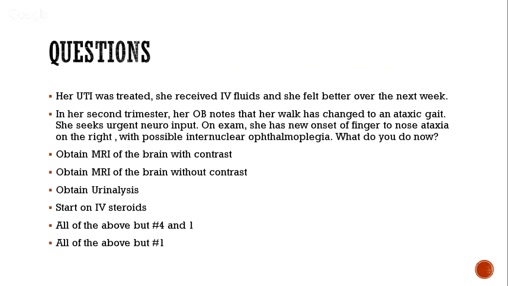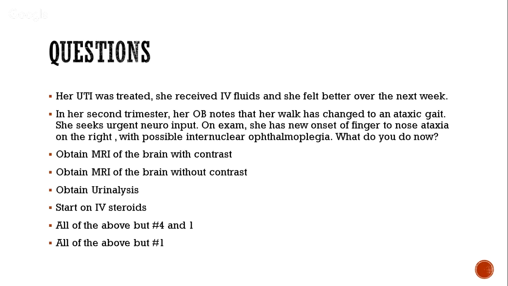Okay, so now her UTI was treated, she received IV fluids and she felt better over that week. In her second trimester, her OB notes that her walk has changed from ataxic gait to seeming unsteady. She has new onset nose ataxia on the right with possible internuclear ophthalmoplegia. Where are you localizing that to?